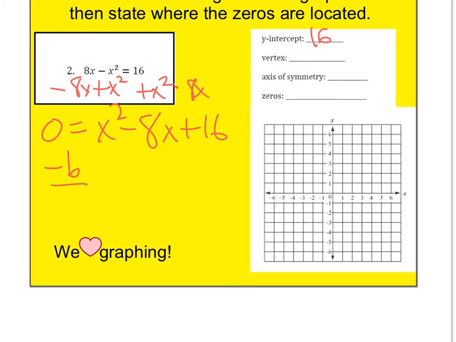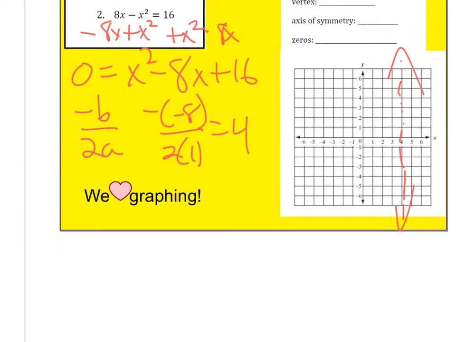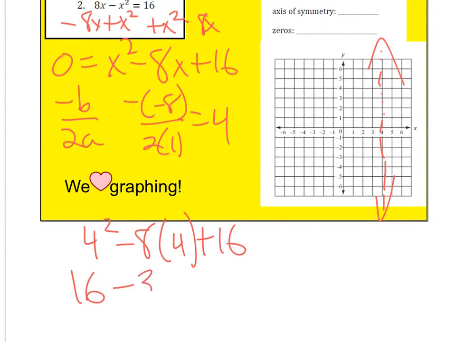Negative b over 2 times a is going to be negative 8 over 2 times 1. After all that, it's going to be a positive 4. So I'm going to be at positive 4 here. Once I substitute that in, 4 squared minus 8 times 4 plus 16, so that's 16 minus 32 plus 16. That equals 0. So that means my vertex is right there.